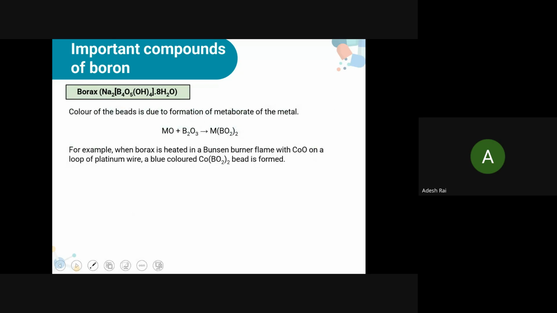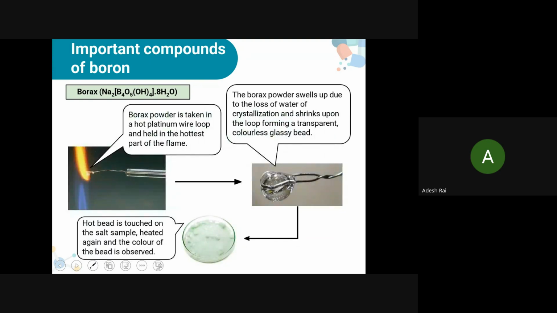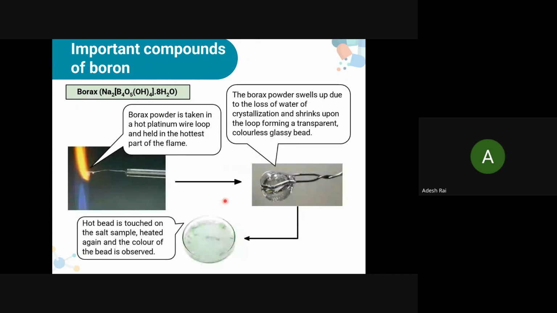Anyway, it is not related to us. We are not going to focus too much on that. We just need to know how we form the borax bead. Just by heating the borax powder, it loses water of crystallization, and then when you heat it further, we obtain what? Sodium metaborate and boric anhydride. Is that clear? Combined, they are called the borax bead. This is what you have to remember.